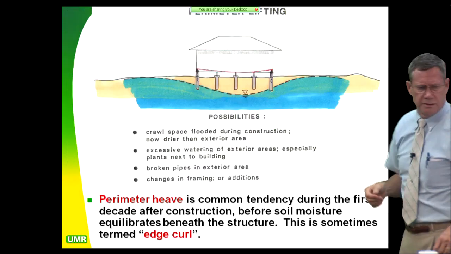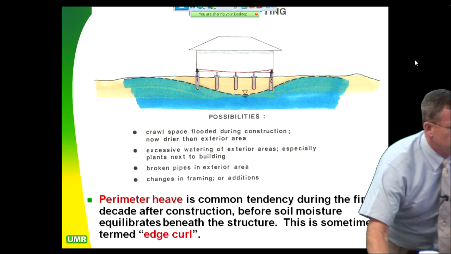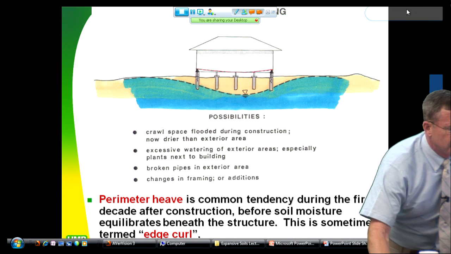And then you're going to get much better uniform performance out of the structure. Now, perimeter... I don't know why this thing's there. Can I hide this? I want that out of the way.